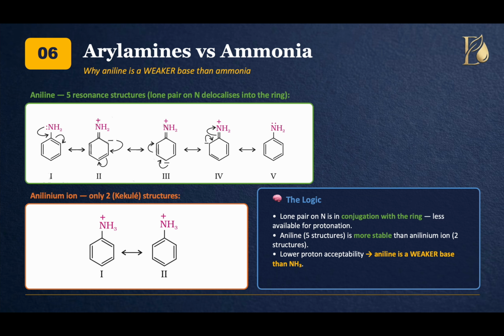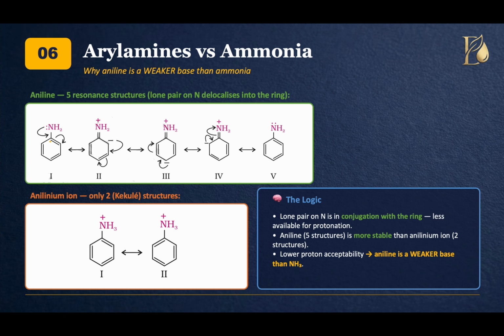Here we are taking aniline as the example of an aryl amine. What is aniline? Aniline is a benzene ring to which an NH2 group is attached. So in aniline, the nitrogen atom contains a lone pair of electrons just like in ammonia. But the important difference is that in aniline, the nitrogen atom is directly attached to a benzene ring. In ammonia, the nitrogen atom is attached to 3 hydrogen atoms, but in aniline, the nitrogen atom is attached to 2 hydrogen atoms and 1 benzene ring.